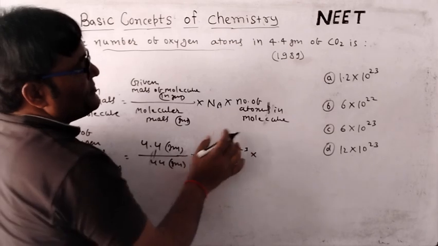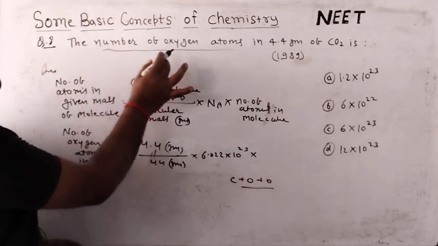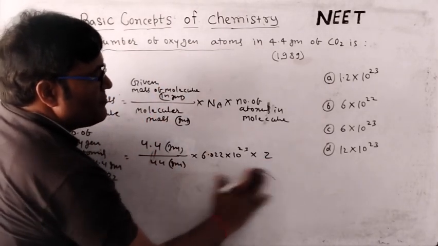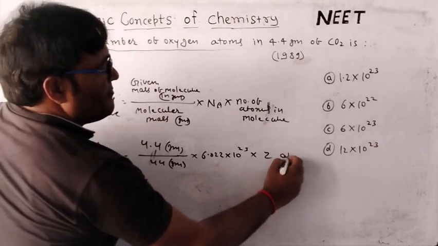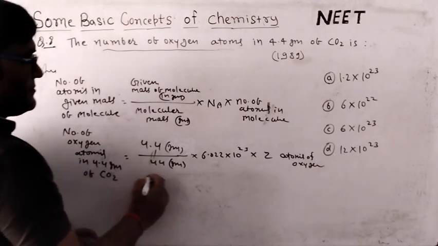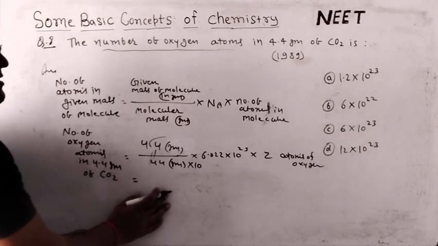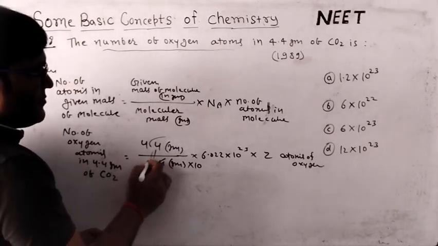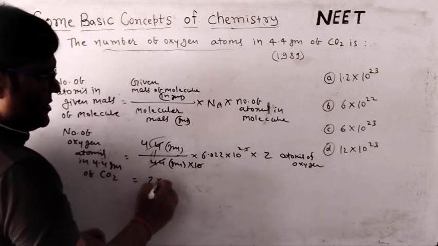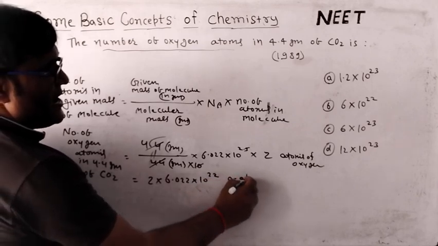After that, number of atoms in molecule CO2 for the calculation of only number of oxygen atom, 1, 2. So multiplied by 2 atoms of oxygen. Now decimal is replaced after divide by 10. 44 cancel by 44. Now 10 cancel by 10. Now 2 into 6.022 into 10 to the power 22 O atoms.